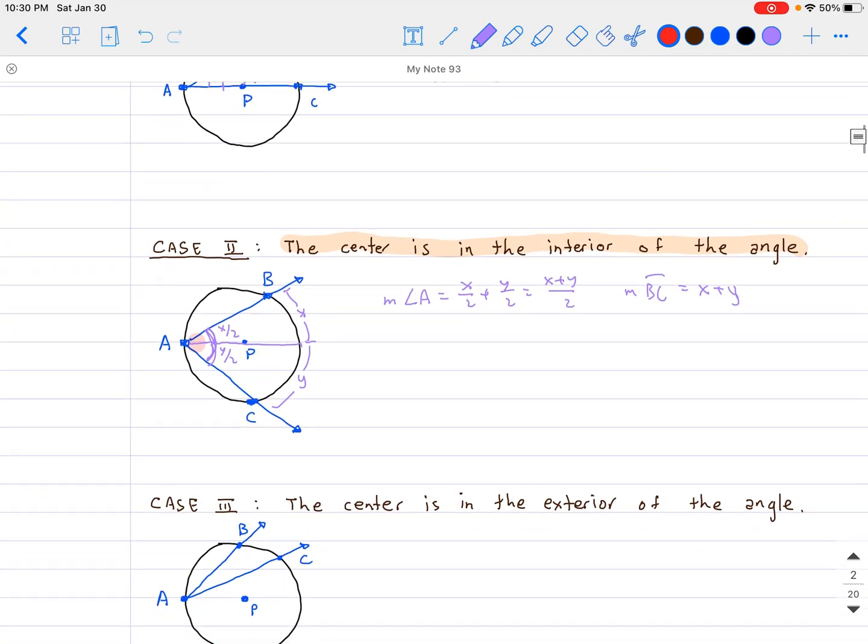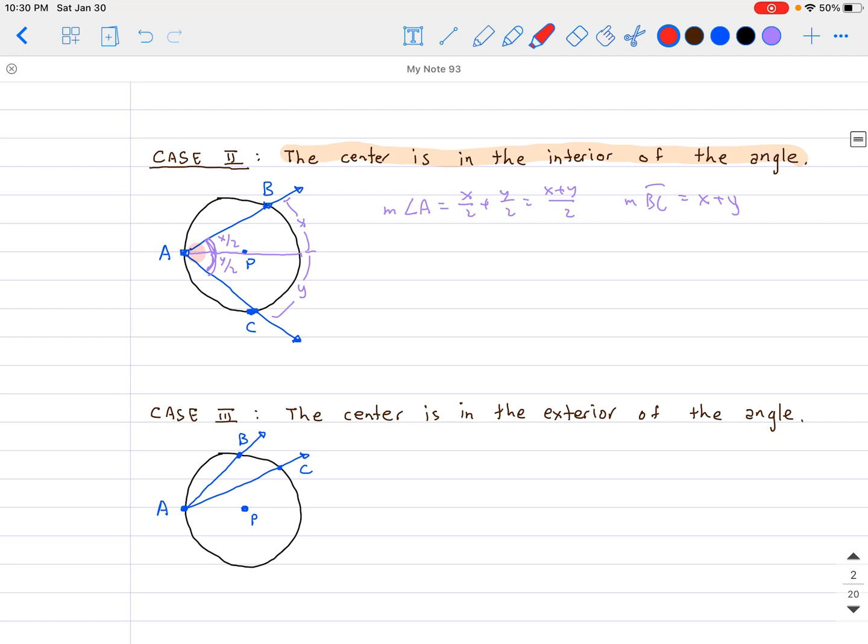Now, the last case, you can probably guess it, is, what happens if your center is in the exterior of the angle then? Well, looking at case number 2, you might get an idea that we can probably do the same thing as case number 2 over there, and that's, again, build the diameter. But this time around, instead of addition, we can look at subtraction.